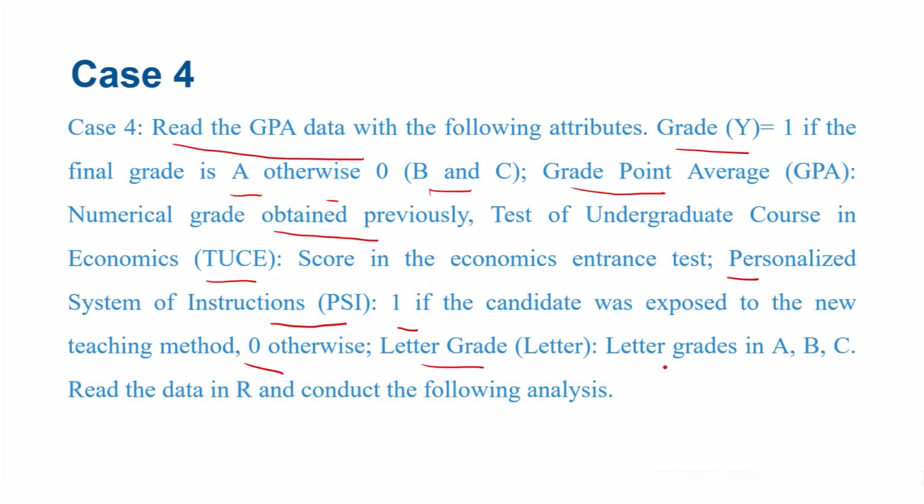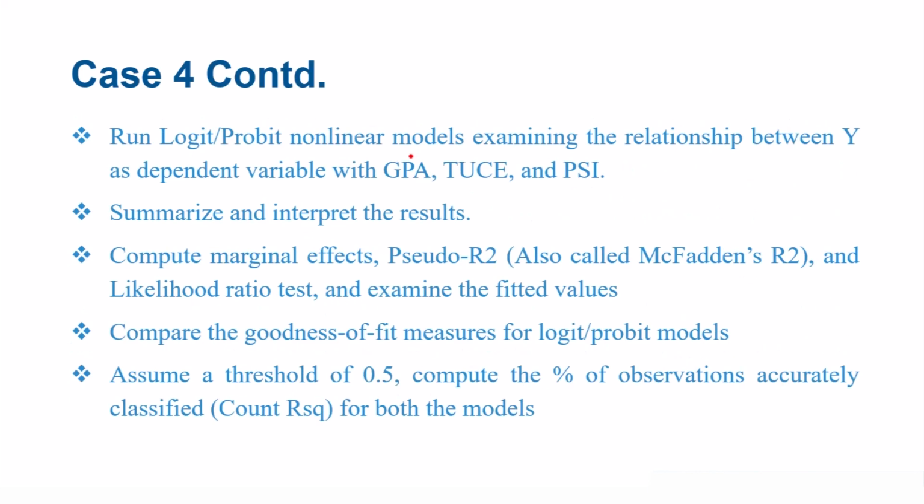Then we have letter grades, A, B, and C. We'll start by reading the data in R and then conduct the following analysis. First, we'll run the logit and probit nonlinear models examining the relationship between variable y, as defined earlier, as the dependent variable, with GPA, TUCE, and PSI as independent variables. We'll summarize and interpret the results.